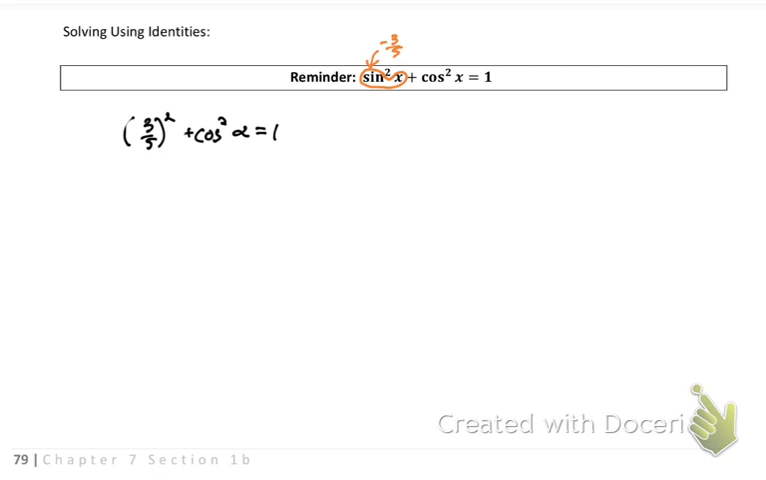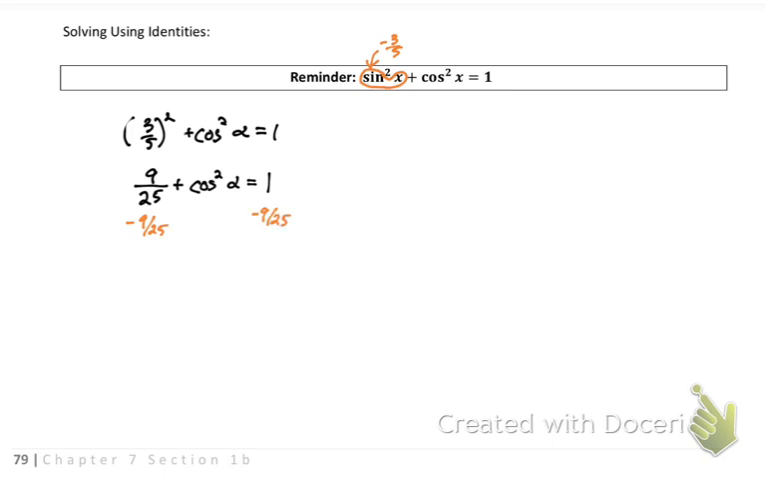So if I do 3 over 5 squared, remember when you square a fraction, you square the top and the bottom. So that means you're going to have 3 squared, which is 9, over 5 squared, which is 25, plus cosine squared alpha equals 1. Now, I know I need to solve for cosine, so I need to isolate it. To isolate it, I'm going to subtract 9 over 25 from both sides.